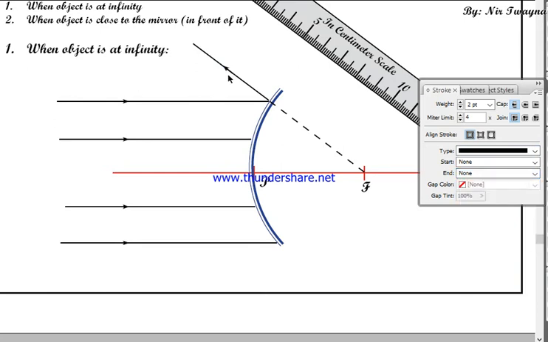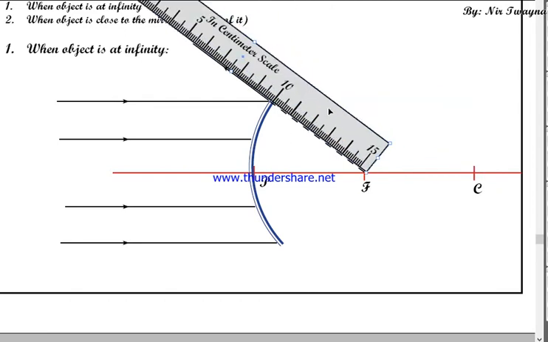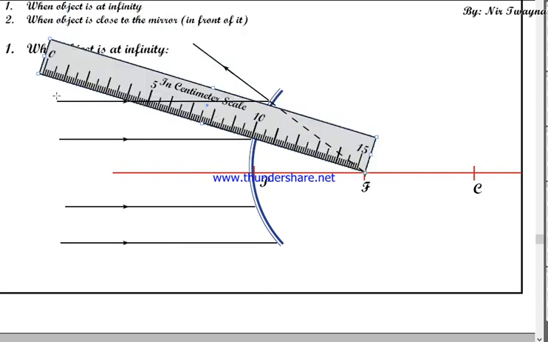See, you understand this now? Yes? Okay, that concludes the reflection of first light ray. Now we need to do the same for second light ray. Once again, let me fix the scale to focus point, and then rotate it so that it will touch the point of incidence of second incident ray.